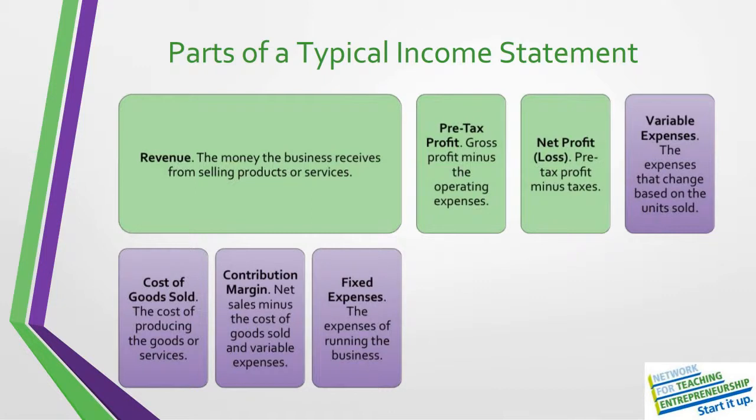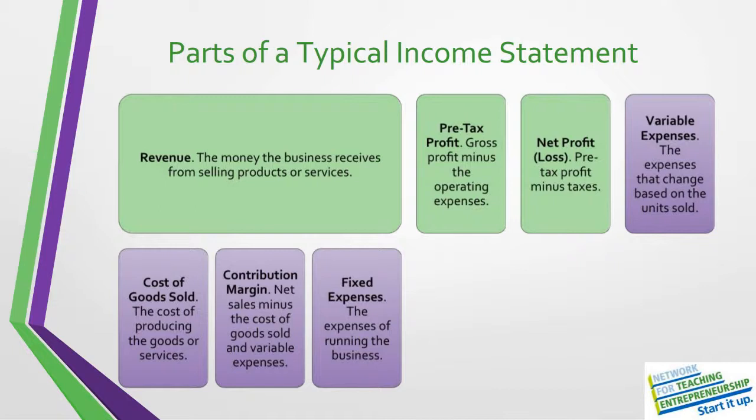So let's quickly review the parts of the typical income statement. Revenue, that's the money that the business receives from selling products or services. We use total sales and revenue interchangeably. Pre-tax profit, that's gross profit minus the operating expenses or fixed expenses. Net profit is pre-tax profit minus taxes. Nifty uses a tax rate of between 15 to 20%.